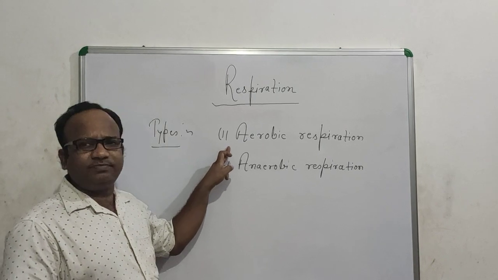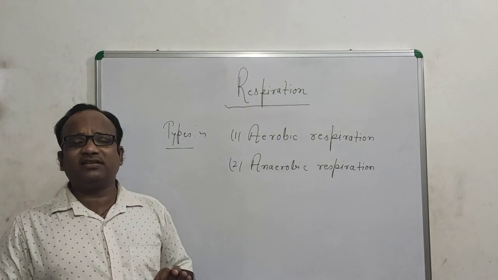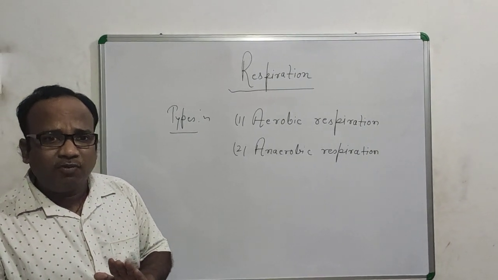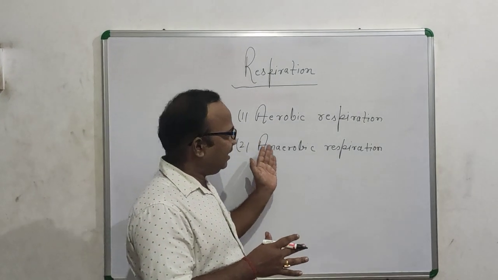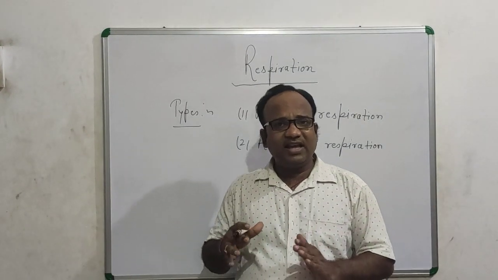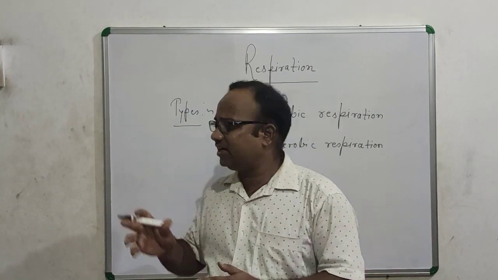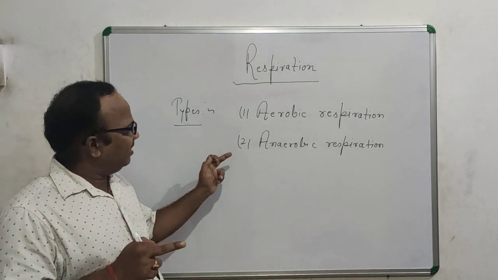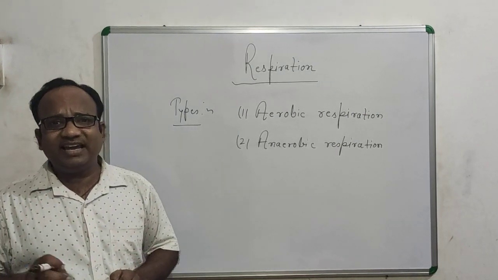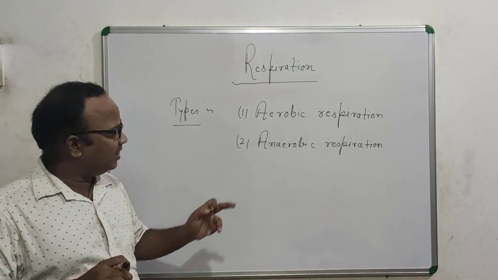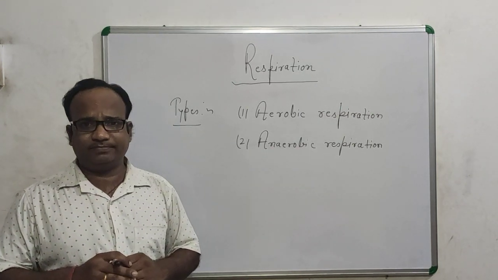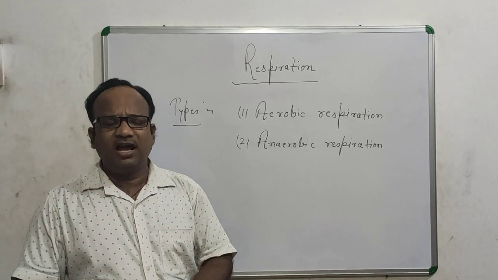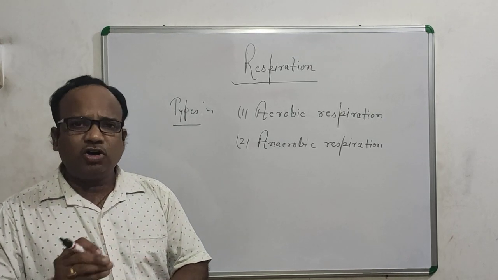As the name suggests, in aerobic respiration there will be the presence of oxygen. That means when this process is completed in the presence of oxygen, it is referred to as aerobic respiration. And when this process is completed in absence of oxygen, it is called anaerobic respiration. This is the simplest definition, the simplest difference. Apart from this, there are also some differences.